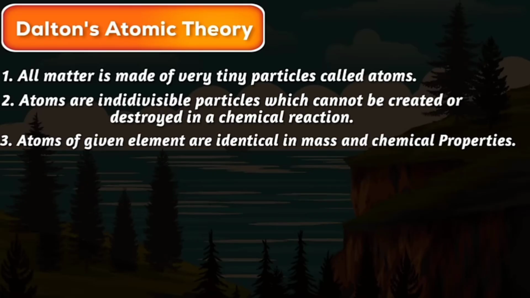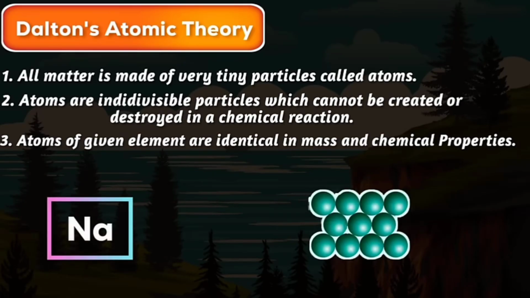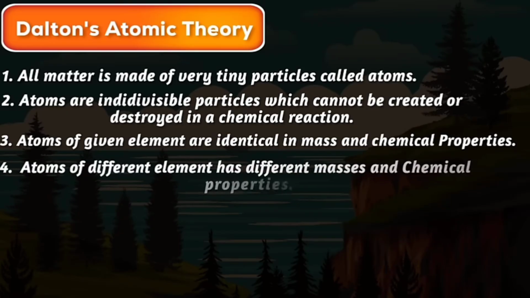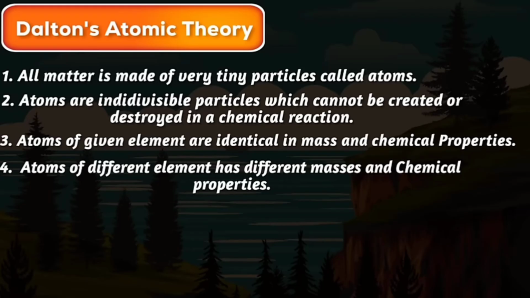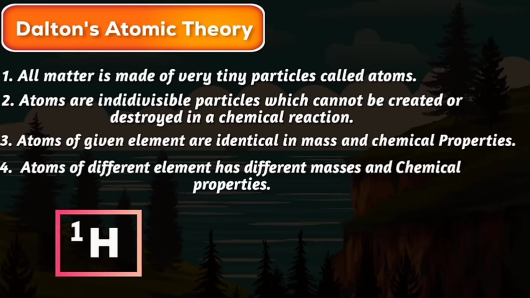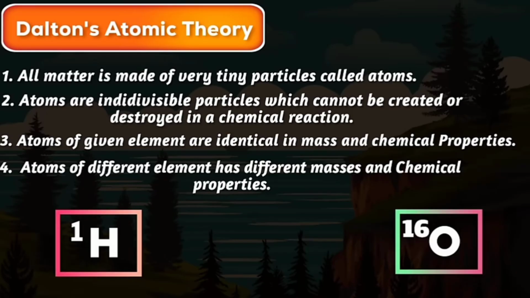For example, the element sodium. All its atoms will have the same mass and chemical properties. It's not the case that one sodium atom behaves differently and another atom behaves differently. The mass and chemical properties of all atoms will be the same. Fourth, atoms of different elements have different masses and chemical properties. This means that atoms of different elements have different masses and chemical properties. For example, hydrogen and oxygen atoms will have different masses and different chemical properties.